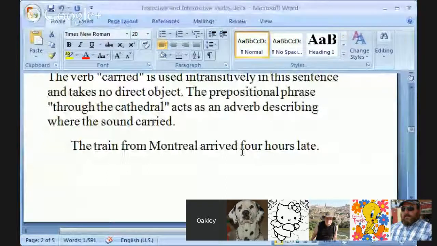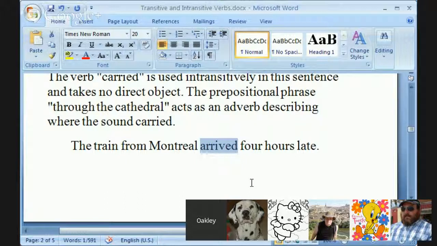Okay, here's one that answers the question of when. All right, the train from Montreal, prepositional phrase describing the subject. Arrived, here's your verb, 4 hours late. So when did the train arrive? The train arrived when? 4 hours late. So this is a time phrase, clearly describing when with the verb. When did they arrive? Again, this arrived here is intransitive.